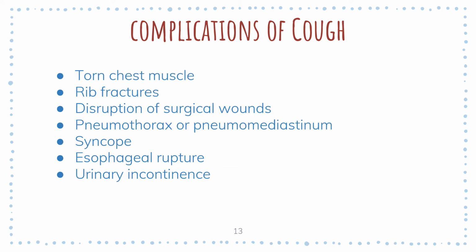You can also have a pneumothorax or pneumomediastinum as a complication of a cough, where you could collapse part of your lung down. A syncopal episode that is stimulated by the vagal response, so you basically pass out. Coughing really hard, you increase that intrathoracic pressure, and it can actually stimulate your vagus nerve. Esophageal rupture, I mean, these are pretty rare, and urinary incontinence.